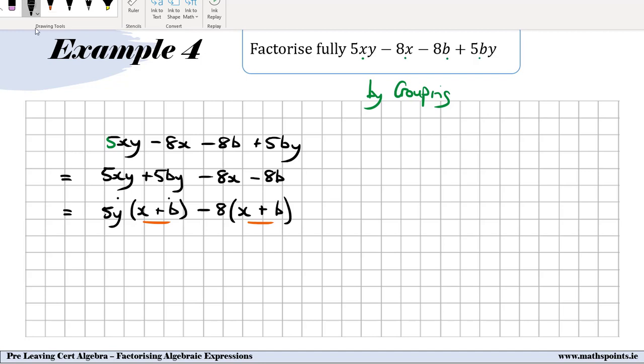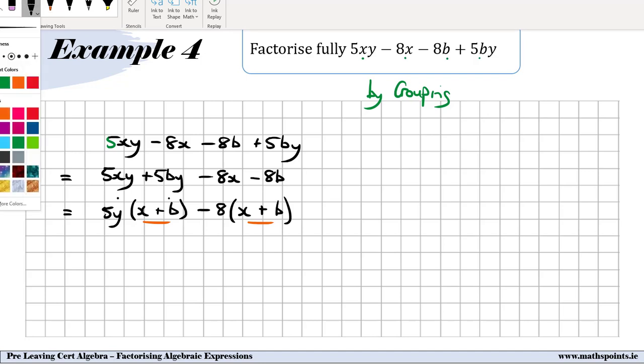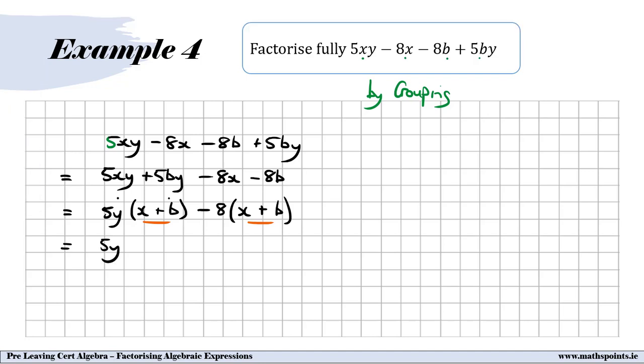So what I'm going to do to finish the question is wrap the 5y and the minus 8 back up into a bracket. Again, the opposite of opening the brackets. And then multiply that by x plus b. And that's our final answer. That's our factorization of 5xy minus 8x minus 8b plus 5by. And remember, expanding brackets would mean just the opposite.